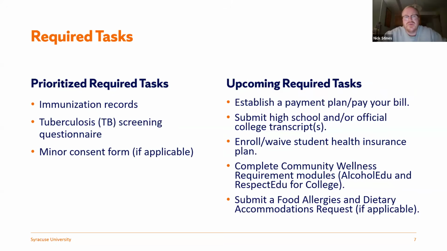And so when you're thinking through what is upcoming and things that you need to get done as a student, we're kind of hitting that time where a lot of deadlines have either passed or are really coming up hot. And so the three biggest ones, because this has more of an impact on moving in and class registration, is getting your prioritized required tasks done. And so that could mean submitting your immunization records, doing your screening questionnaire, and even your minor consent form if applicable, i.e., that just means if you are 18 by the time you arrive on campus, that does not apply to you.